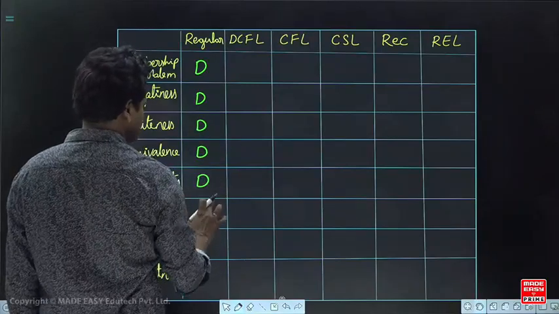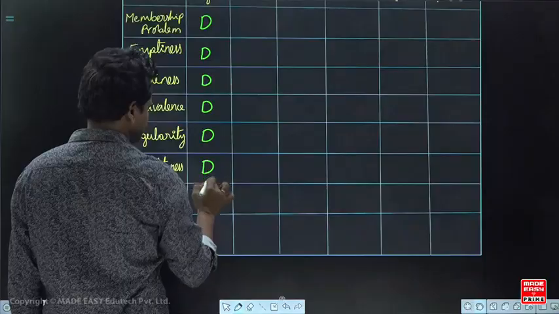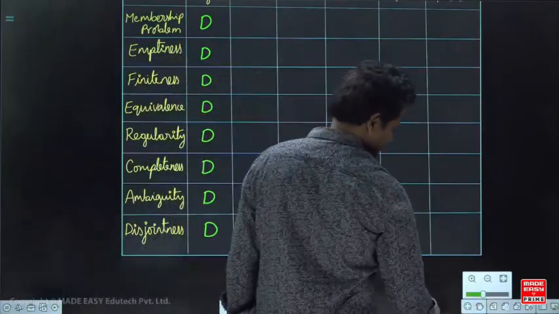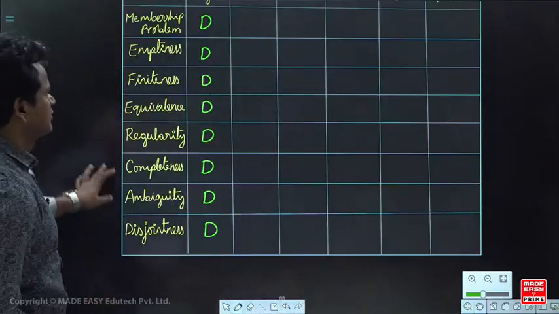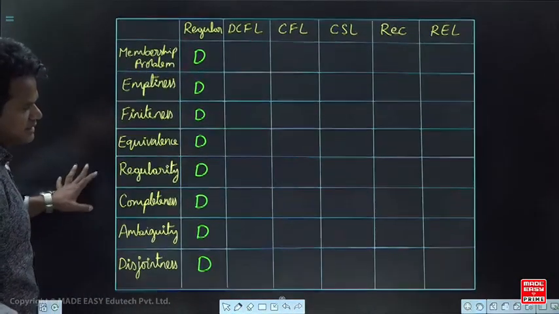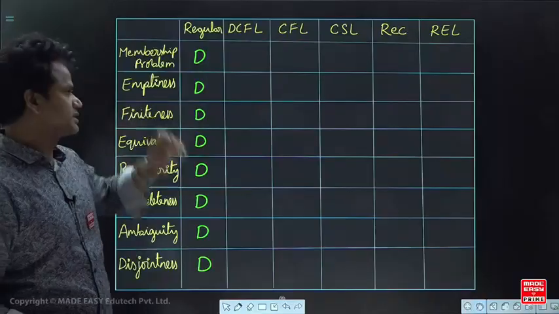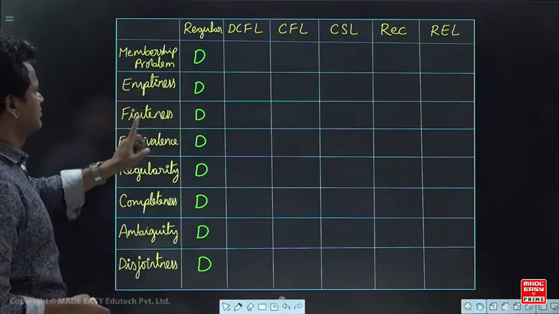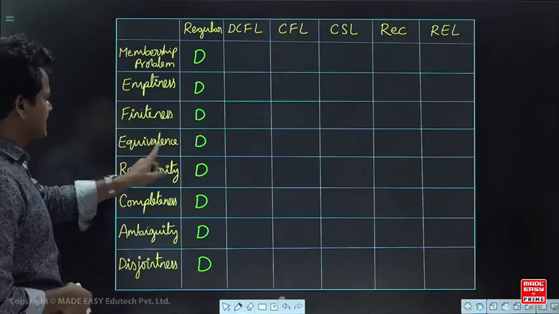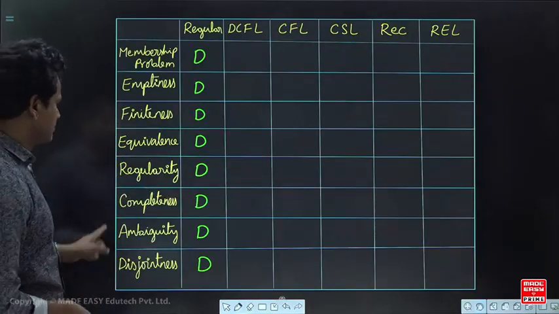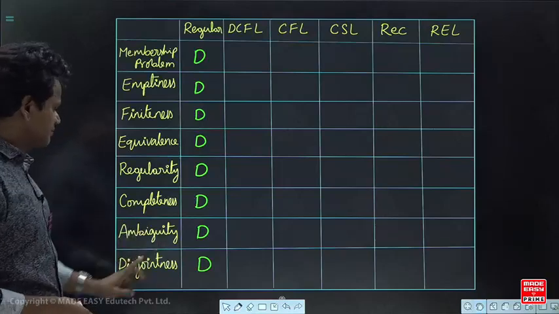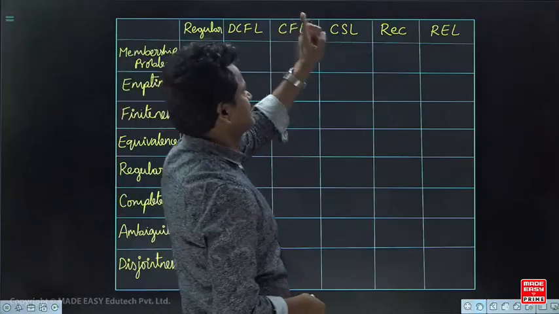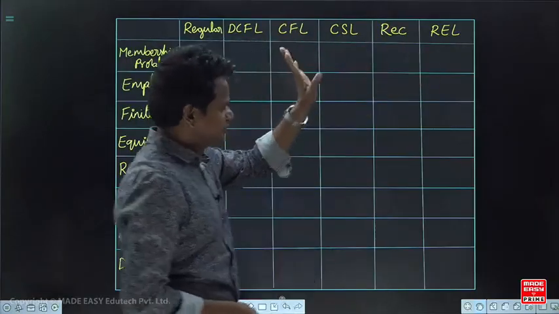What are these problems? I will tell you. First, I'll fill this table, then we will go for the explanation. First we will see how to fill this table, then I will explain clearly how to use it. Here: membership problem, emptiness problem, finiteness problem, equivalence problem, regularity problem, completeness problem, ambiguity problem, disjointness problem. Regular languages, DCFL, CFL, CSL, REC, REL. Please copy this one.